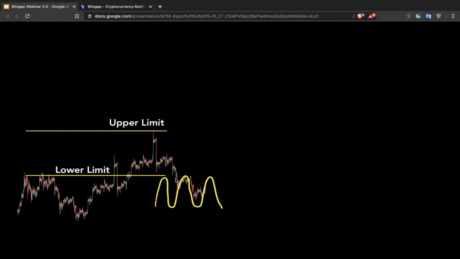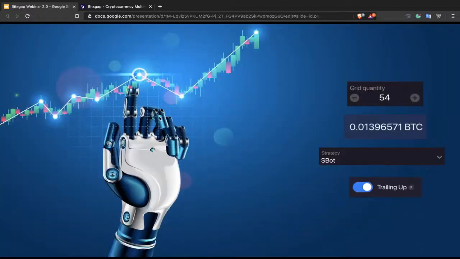And if the price then again moves upwards, what's going to happen is that our trading range will follow the price appreciation. So that's the idea of trailing up. It allows us to stay in the market. The best way to describe trailing up is that it allows us to follow the upside momentum. It allows us to follow the appreciation.